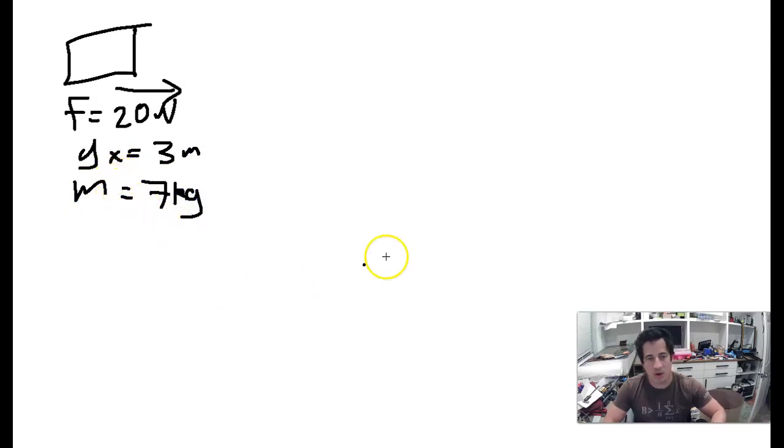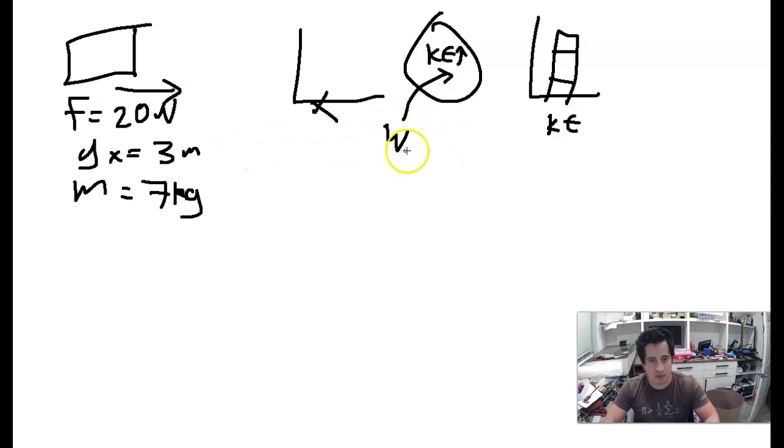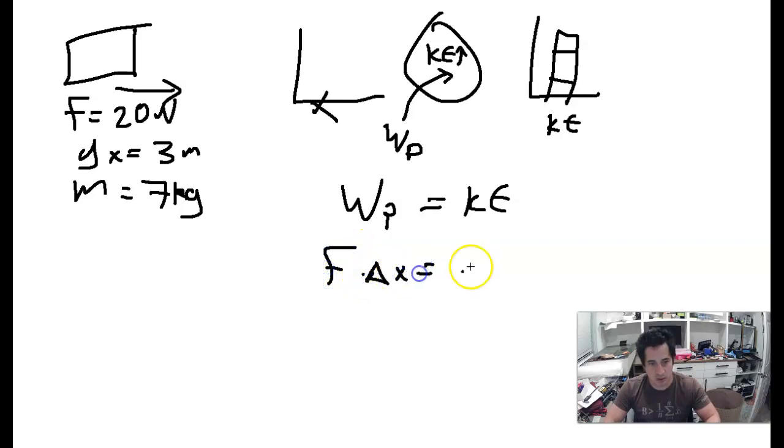Okay, so what we're going to do here is we're going to make an LOL chart, and we'll say, at the beginning this object had no energy, at the end it has kinetic energy, and that kinetic energy increased, and that energy came from work being added to the system. Work done by this push, right? So work from the push. And so to write our equation, work from the push is equal to kinetic energy at the end. Well, work is force times displacement, and kinetic energy is 1/2 times m times v squared.